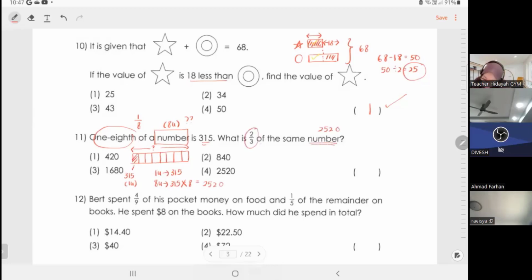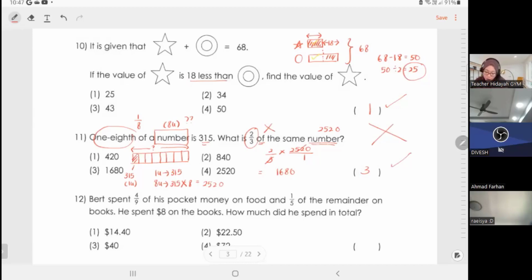What is 2/3 of it? Of means times the same number. 2/3 times 2520 over 1 equals 1680. You go and simplify. Go crosswise first, meaning this and this can simplify. Then after that, you look at the numerator. All right, answer is number 3. This is the answer.